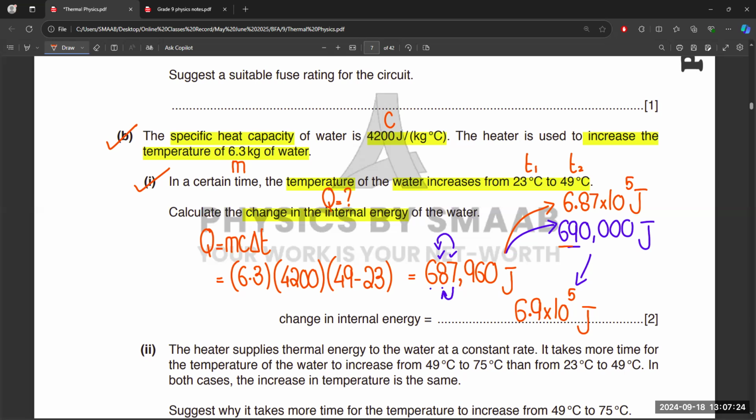But in your exams, like in O levels and A levels, they usually consider two significant figures. So one before the decimal, one after the decimal. That is enough. So that's why you will mostly get answers like this.